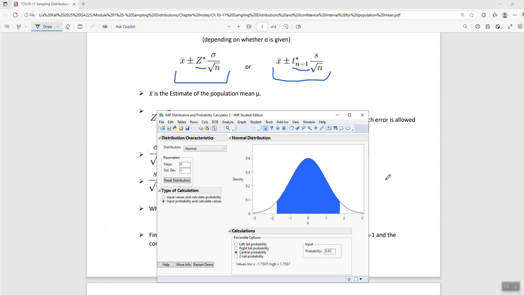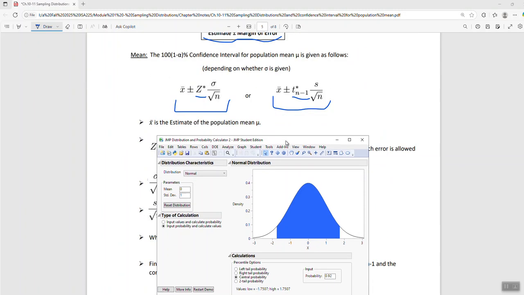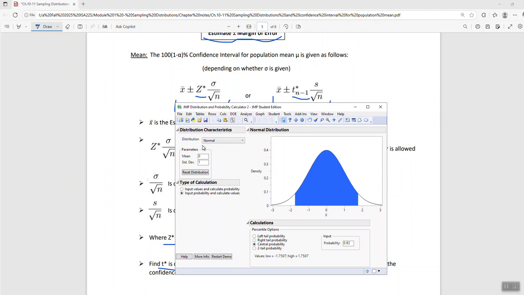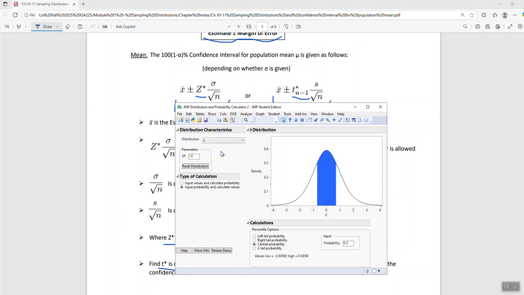This is how we find the Z star, but how can we find the T star? Remember in our formula, Z star can only be used when the population standard deviation is given. But what if I don't know the population standard deviation? I use the sample standard deviation instead. Then I need to use the T star. The T star is not from a normal distribution. It comes from the T distribution.